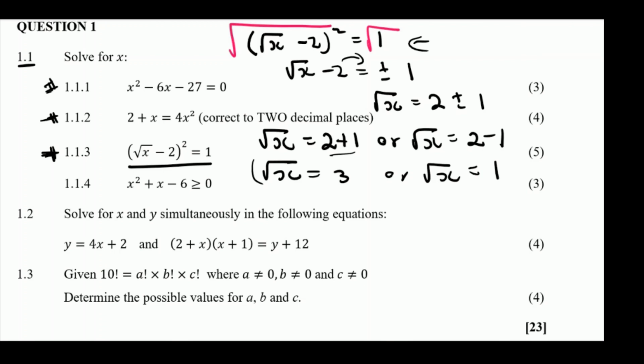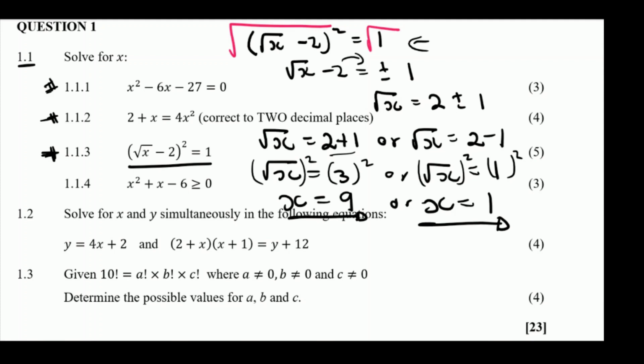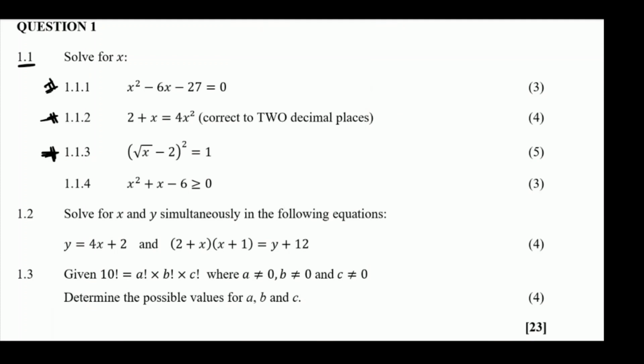And then because we want the solutions of x, we're going to square both sides. Even here, we're going to square. And then here the solution of x will be equals to 9, and here x would be equals to 1. So these are the solutions of x. Now we're going to do 1.1.4. So we're having this problem here, and we're asked to solve for x.